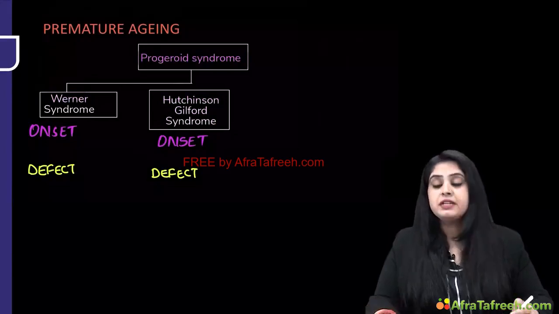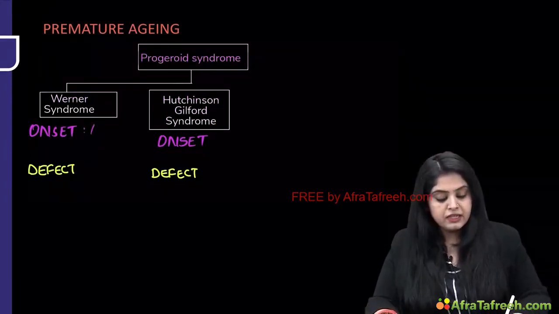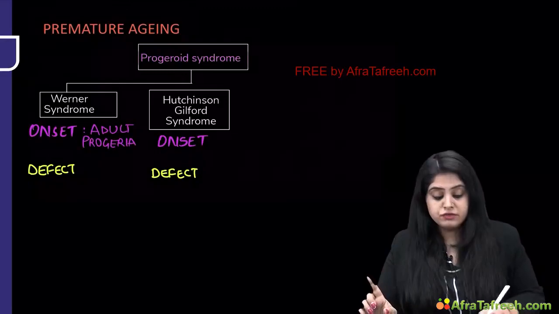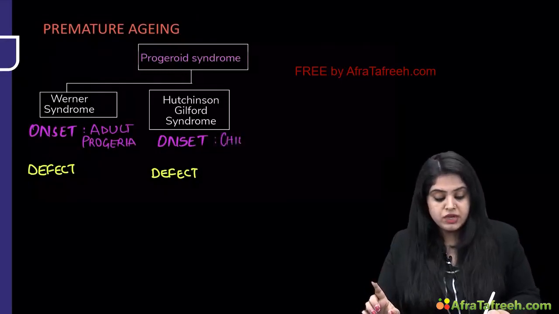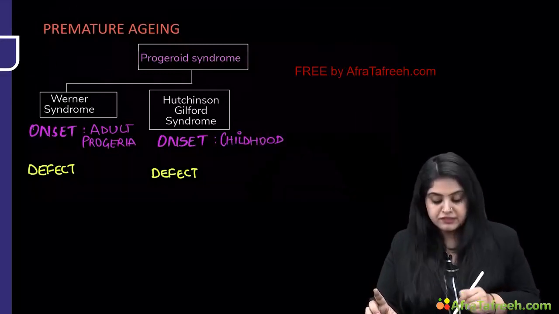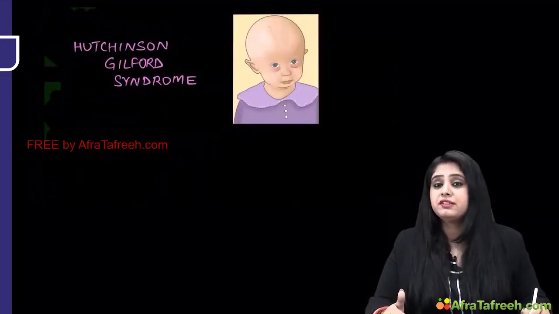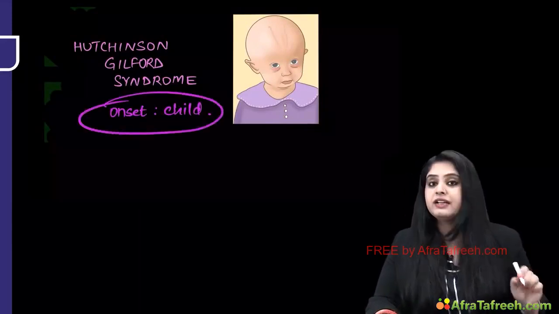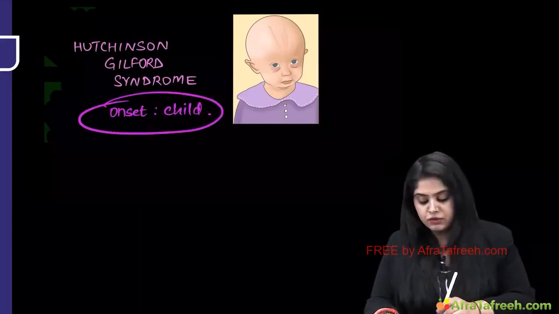So, first of all, Werner's has an onset in adult age. It is adult progeria syndrome. So that movie character Paa did not have Werner's, which has onset in adulthood. Hutchinson-Gilford syndrome is going to have a childhood onset. Guys, this is a case of Hutchinson-Gilford. Remember this character? The Paa movie character looked exactly like this. The Hutchinson-Gilford syndrome has an onset in childhood and the patient dies also very early. So the movie character had Hutchinson-Gilford syndrome.